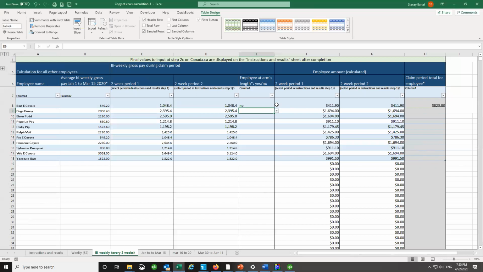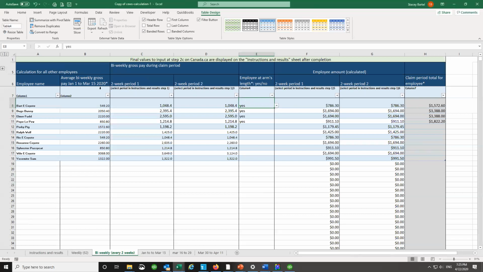Okay. Bugs is just another employee. He is arm's length. Elmer Fudd is arm's length. Okay. Poor Pepe Le Pew is arm's length. So I don't know if you caught this, I'm going to move Bart E. Coyote here. Okay. So this has to deal with arm's length employee calculations. First one to talk about: Bart is the son of the majority shareholder.